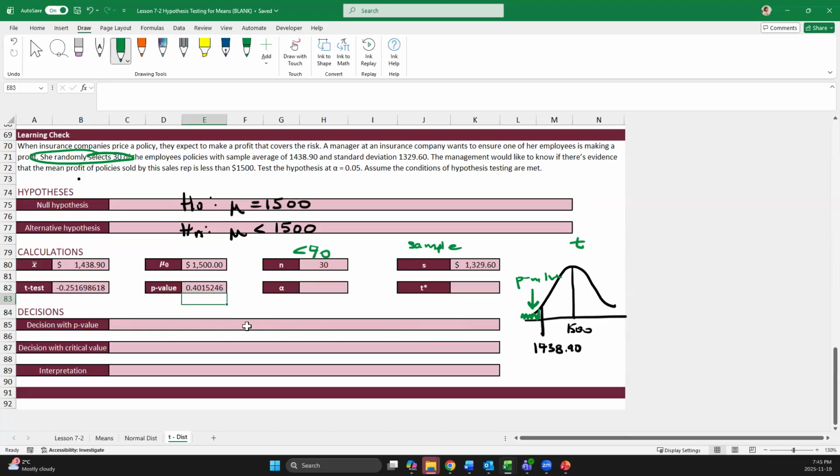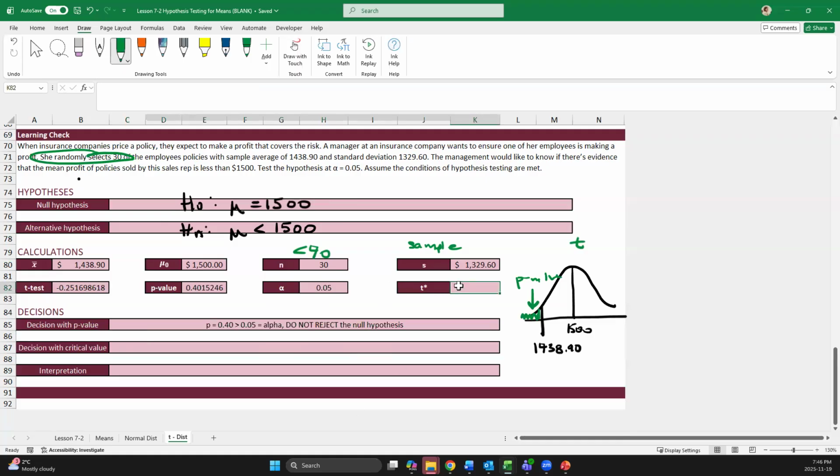So if the real average amount of the policy was 1,500, there's about a 40% chance you could get a sample of 30, where the average is 1438.90 instead of 1500. A 40% chance of that happening is pretty likely. So specifically, if you're testing at 5% and saying only values less than 5% are the ones we reject, 40% is way bigger than the alpha. So this is another do not reject the null hypothesis.